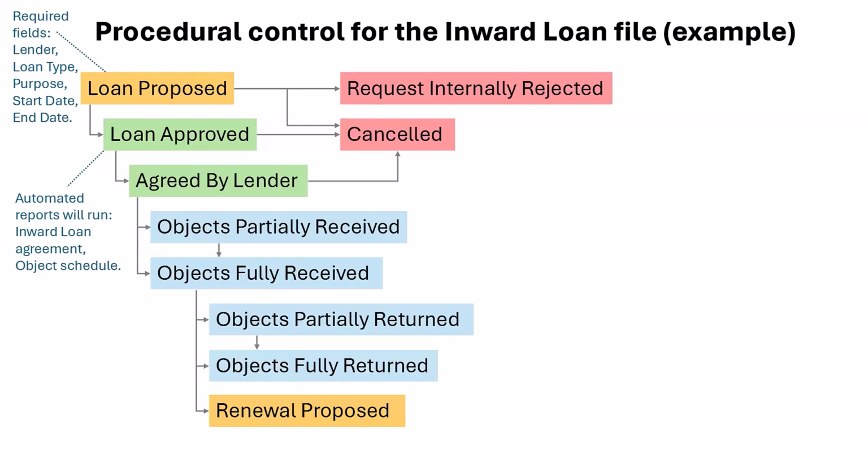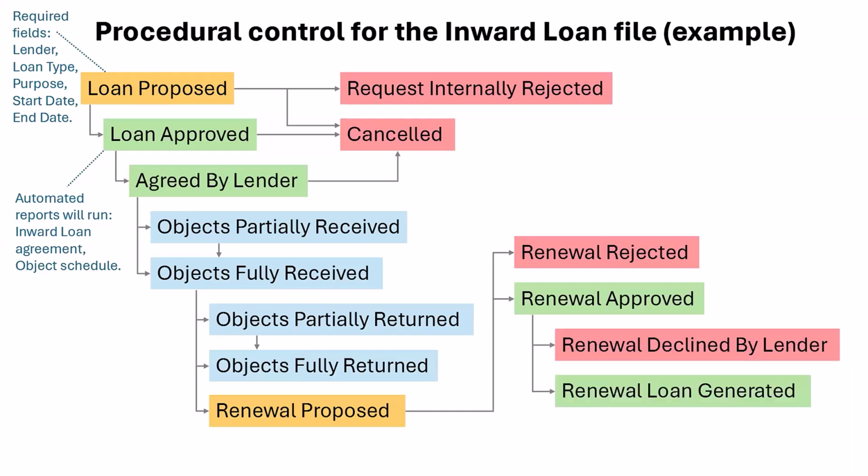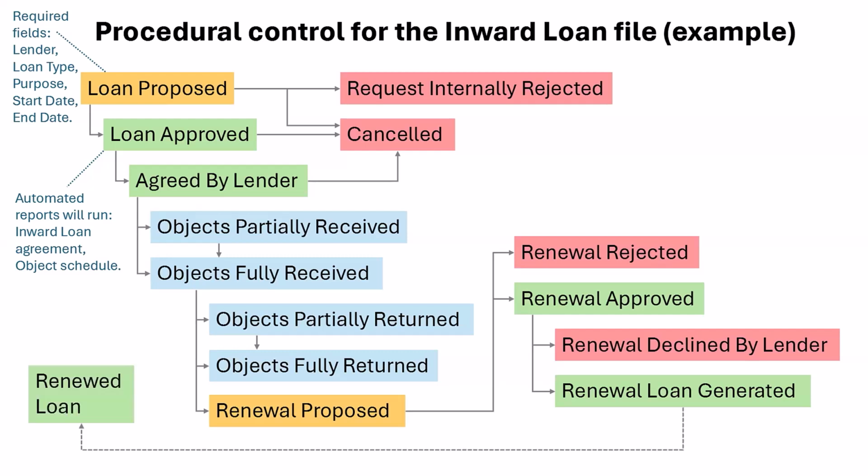But we could also propose to renew the loan. That proposal could be rejected, or it could be approved. If the renewal is internally approved, it still may be declined by the lender, or a renewal loan could be generated. And if this status is chosen, then Vernon will automatically create a new inward loan record that is different to the old one, but it copies over the key data.